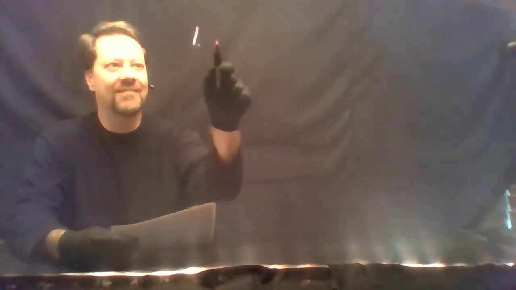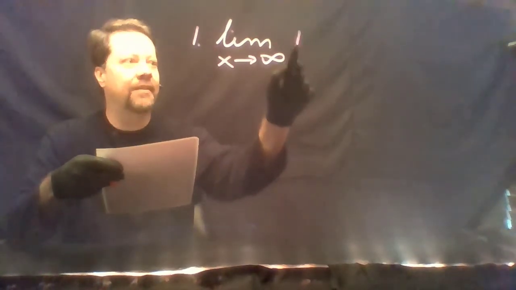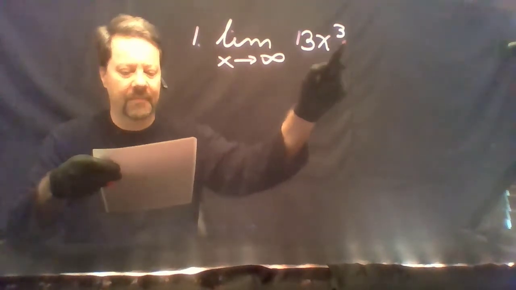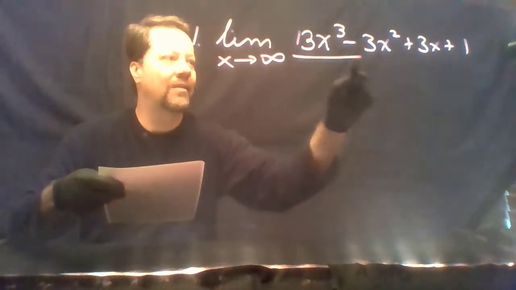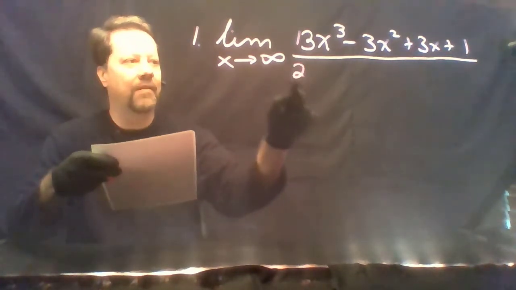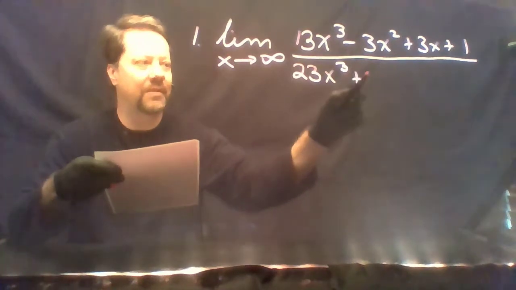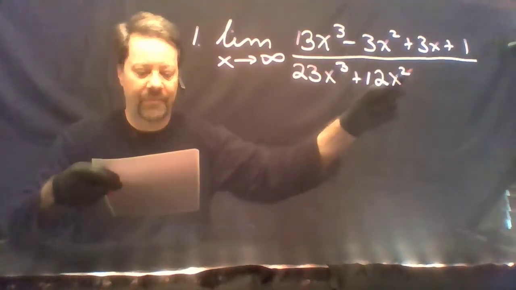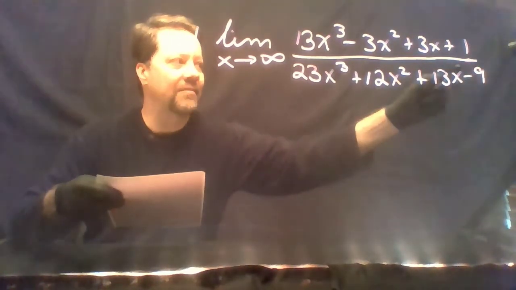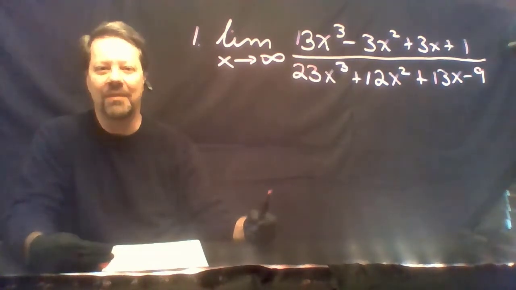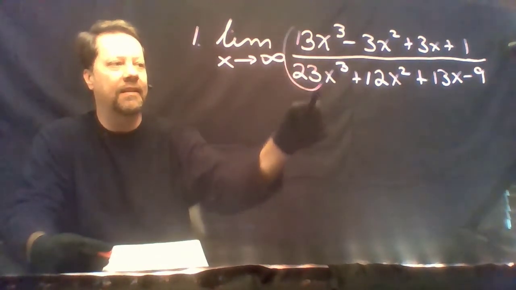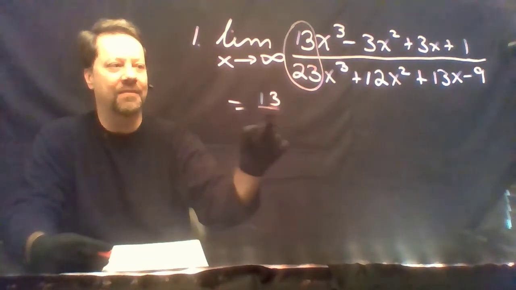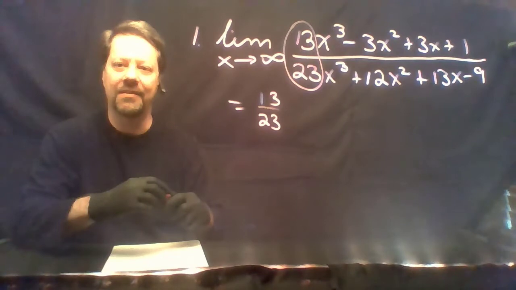Problem 1. What is the limit as x goes to infinity of 13x cubed minus 3x squared plus 3x plus 1 all over 23x cubed plus 12x squared plus 13x minus 9? On this problem, x is getting big, and in the case of a rational function, if the degrees are the same, then the answer is the ratio of the leading coefficients. So the answer is 13/23.